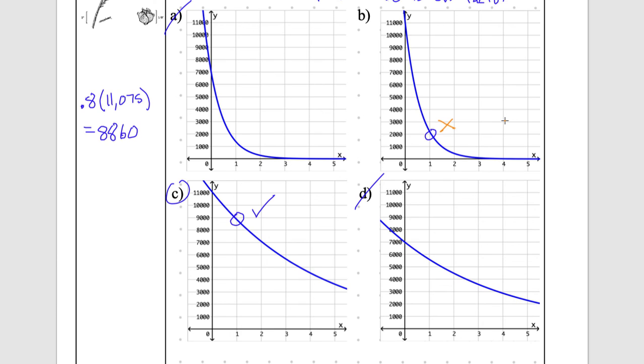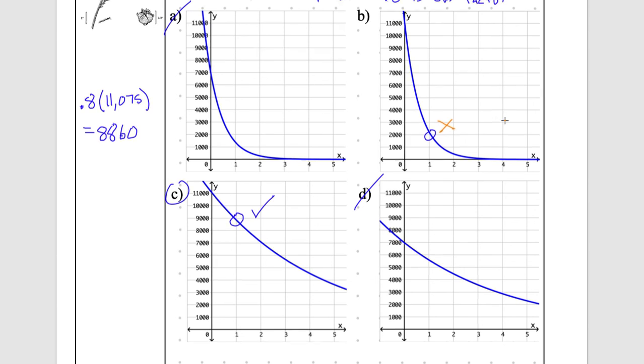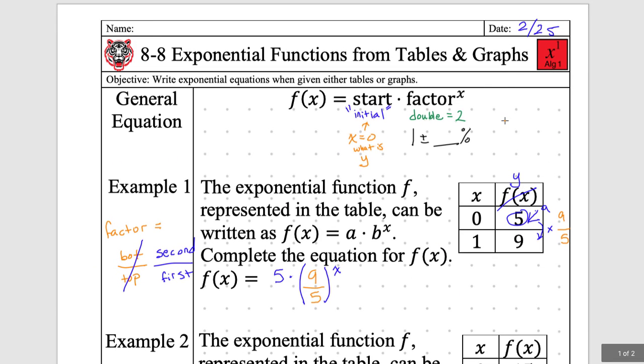All right. Are there any questions about this lesson? All right, give me a fist of five on how well you can carry out our objective to write exponential equations when given graphs or tables. I've seen 4, 5, 5, 5, 5, 5, 4, 4, 5, 4. All right, those are really high scores. Thank you, guys.